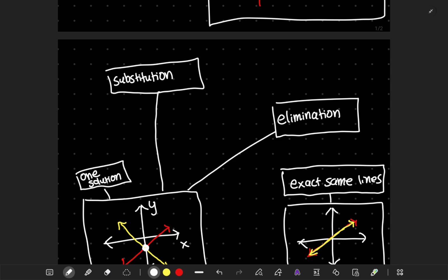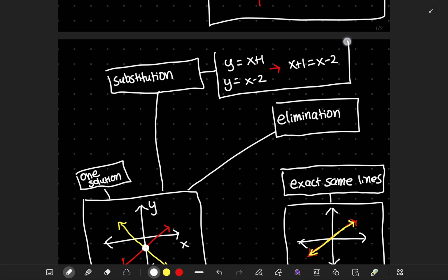What is substitution? I'm going to draw it in this box. Substitution is when it looks like this. You're going to have y equals something, y equals something, like x plus 1 and x minus 2. It becomes this: x plus 1 equals x minus 2. And we're going to put that in a whole box. So that's what substitution is. In order for you to solve it, you're just going to mash them together. There's no more y, it's only x's. That's the idea of substitution.